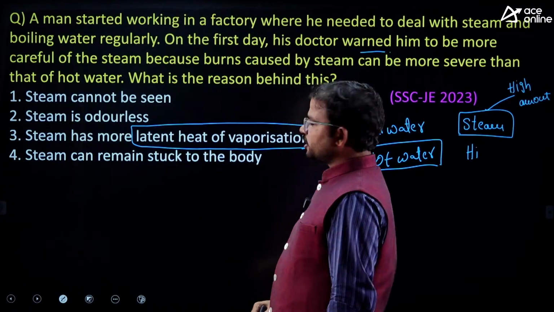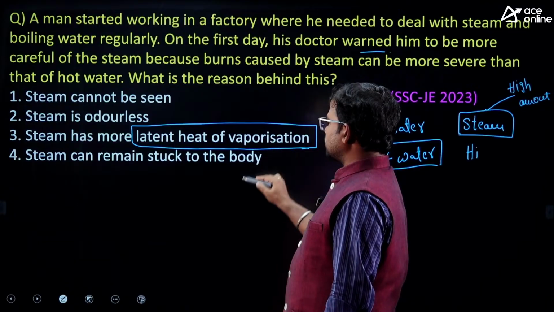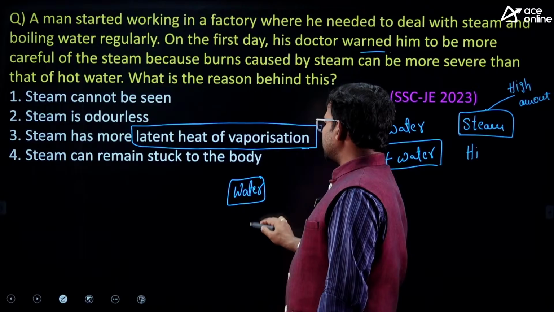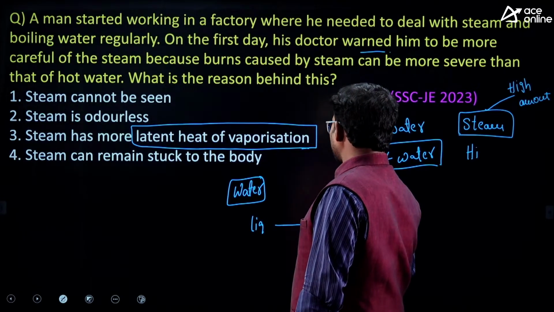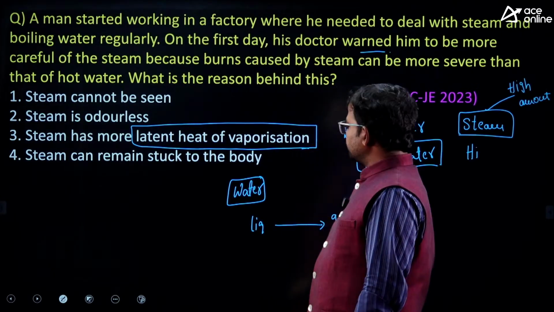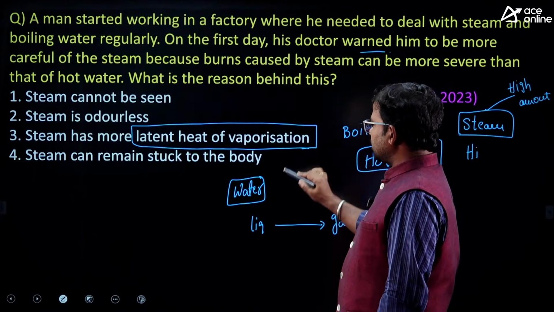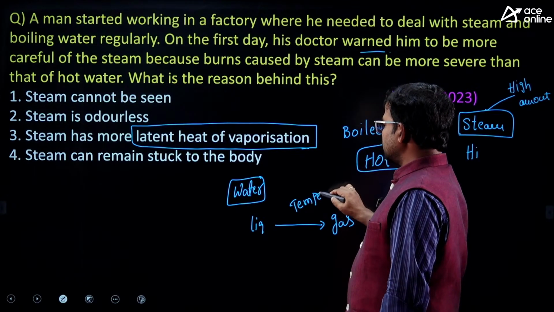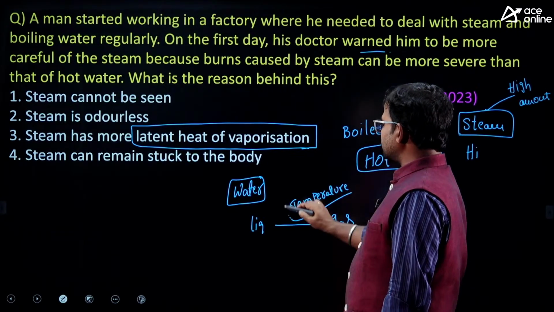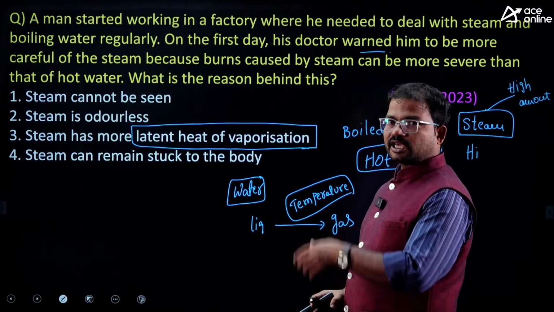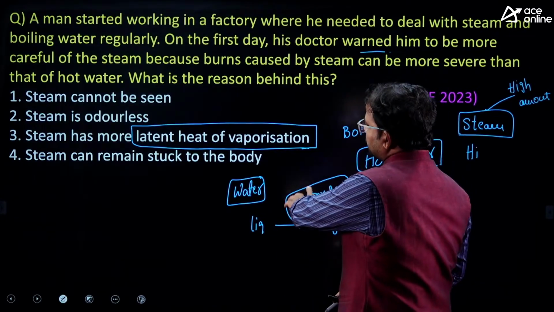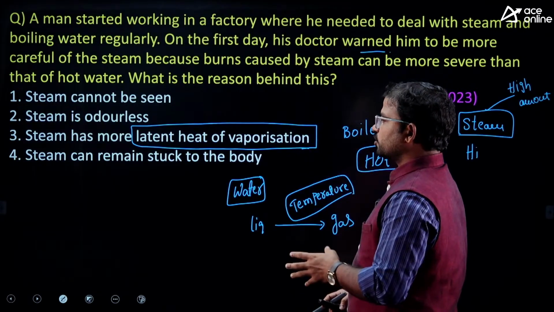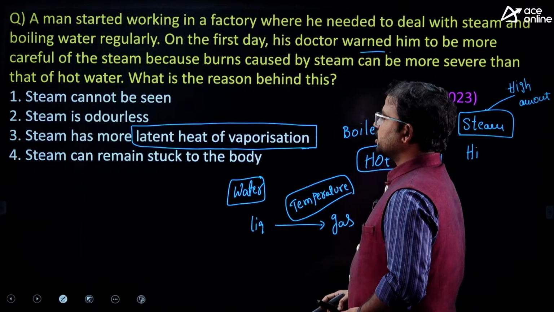So what is the meaning of latent heat of vaporization? Vaporization means converting a liquid, like water, into gas. To convert liquid into gas we need some temperature, right? But in this latent heat of vaporization, we have to consider the temperature is constant. You should maintain the temperature completely constant, but the heat can vary. So the temperature should be constant, then the liquid can be converted into gas. The amount of heat required for that is nothing but latent heat of vaporization.